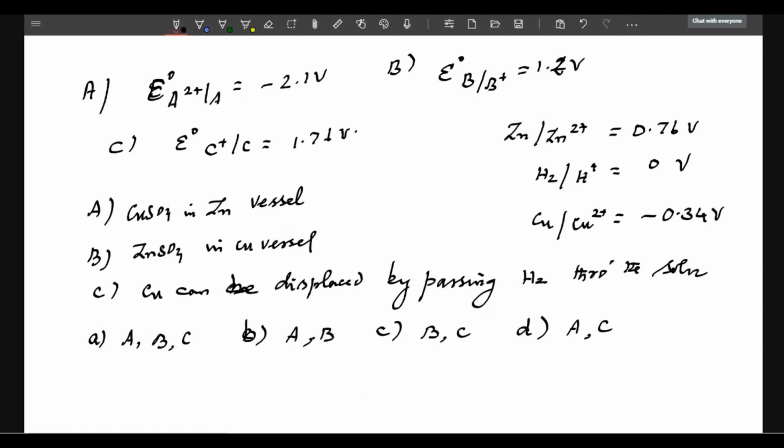See what happens: can copper sulfate be kept in a zinc vessel? Can copper 2 plus be put in a zinc vessel, can it be stored or not? If you use its oxidizing character, copper 2 plus stored in the zinc vessel will react with the zinc. Zinc will be converted into zinc 2 plus, therefore it cannot be stored. But the statement says it can be stored. Therefore A is a wrong answer.